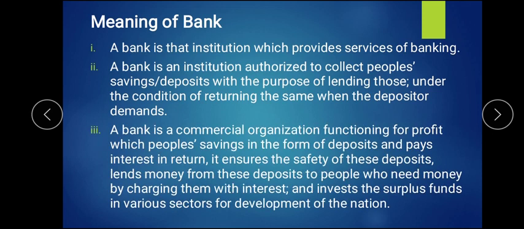Now, the third definition, which is a bit broader than the second one: a bank is a commercial organization. Why is it called commercial? Because they earn profit. It is a commercial organization functioning for profit, which takes people's savings in the form of deposits. The people's money is collected as deposits, and they try to earn profit by investing it, and pay us interest in return. Even though they invest and earn profit, they give us a small percentage as interest.